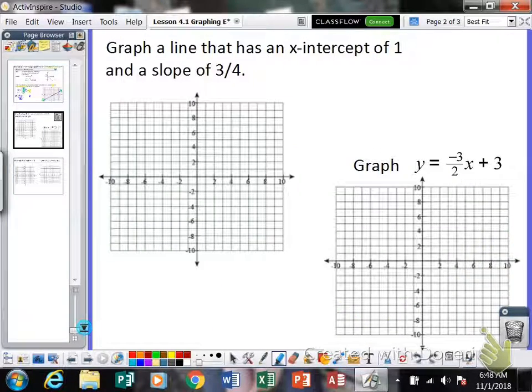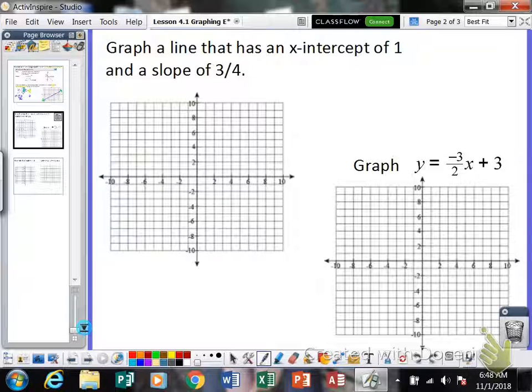All right, next one. Graph a line that has an x-intercept of 1 and has a slope of 3/4. Now, this one is a little different. So it has an x-intercept of 1. Okay, that's fine.